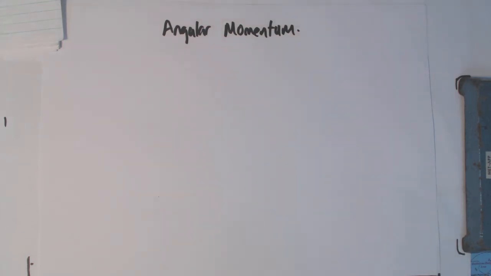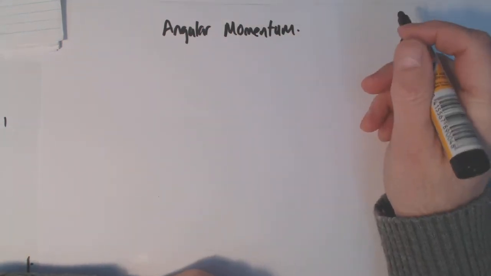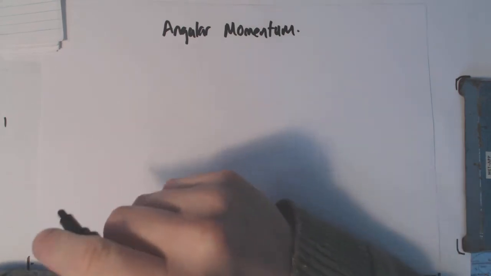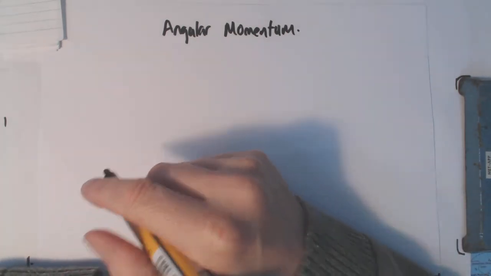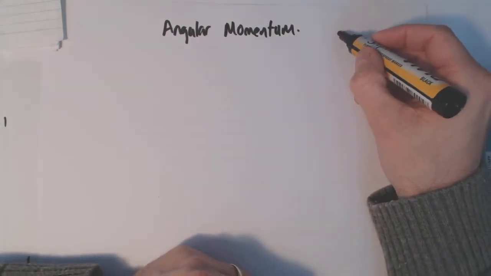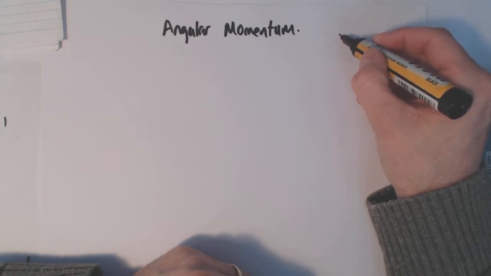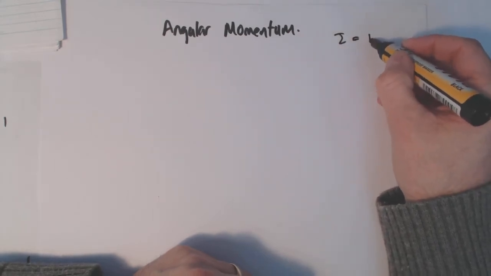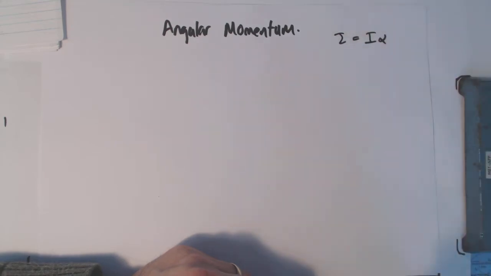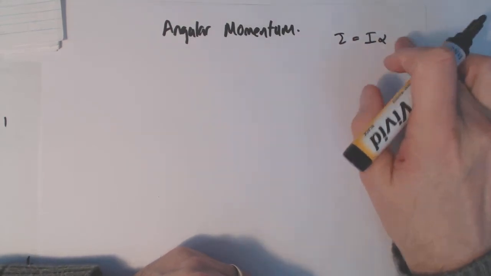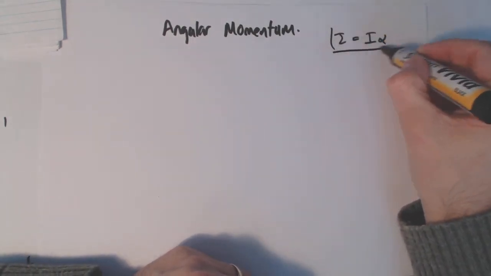Now we looked at rotational inertia, which was sort of like the rotational analog of inertia or mass. And we had this formula that said torque equals rotational inertia times acceleration. Force equals mass times acceleration. Think about it that way and you won't forget it.